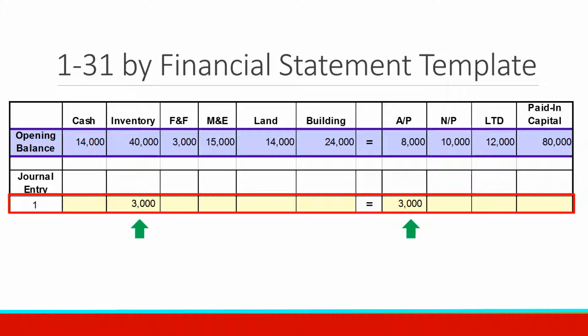If this problem had said on credit instead of on account, that means the same thing, and so we similarly would have put $3,000 into accounts payable.